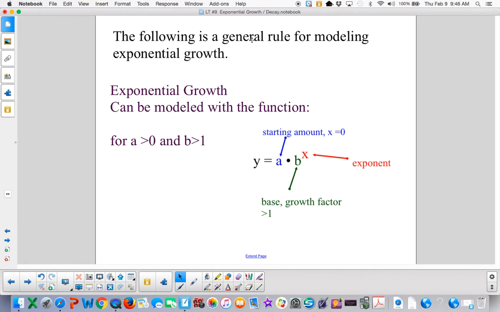The following is a general rule for modeling exponential growth: our starting amount, times our growth factor to the exponent of x. Now keep in mind, because we're looking at exponential growth, our growth factor is always going to be greater than 1.